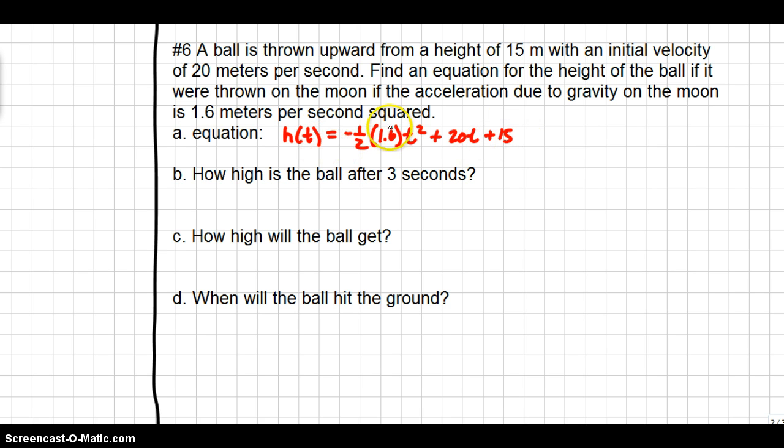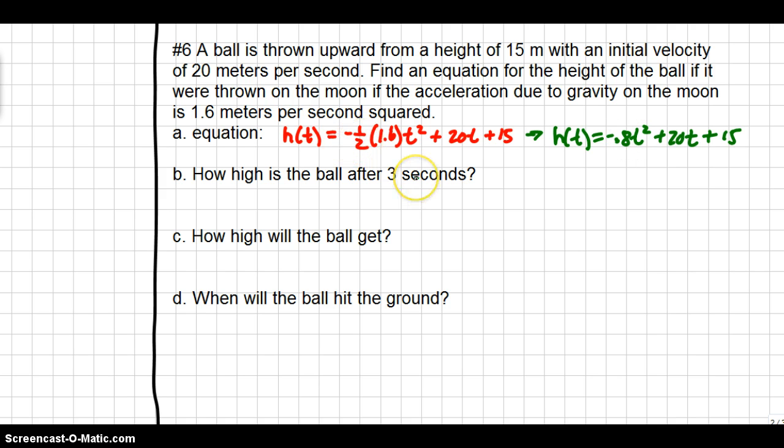Be careful here. I wouldn't recommend that you leave your answer like this because the a value is not quite finished yet. We multiply -1/2 times 1.6. We get our final answer, which is -0.8 t squared plus 20t plus 15. So be careful there, our a value is -0.8, not -1/2.